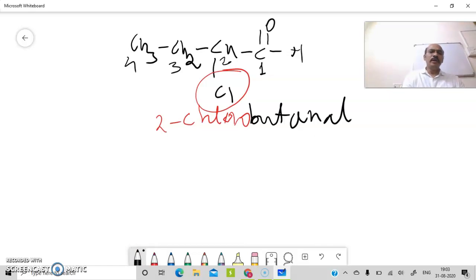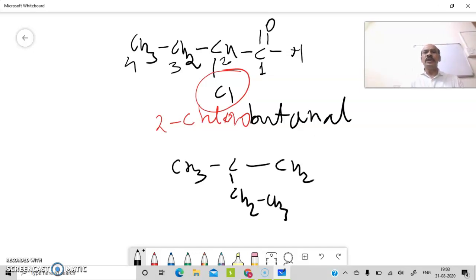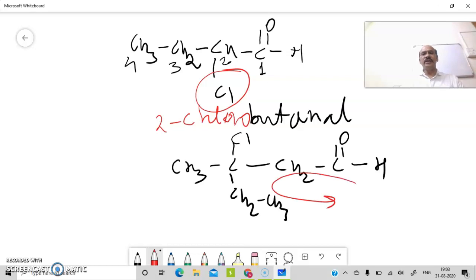Okay, one more example. I am writing here CH3, here CH2 and CH3, CH2, C double bond O and H, and here I am writing Cl. Here you have to consider the longest chain. This will be the longest chain. The first carbon will be the aldehydic carbon. Total carbons are 5, so what is the parent alkane? Pentane. So it becomes pentanal.